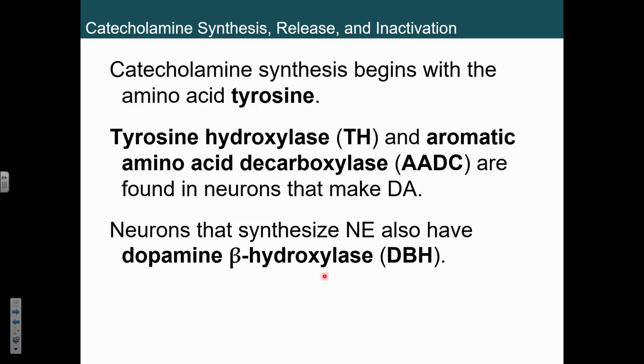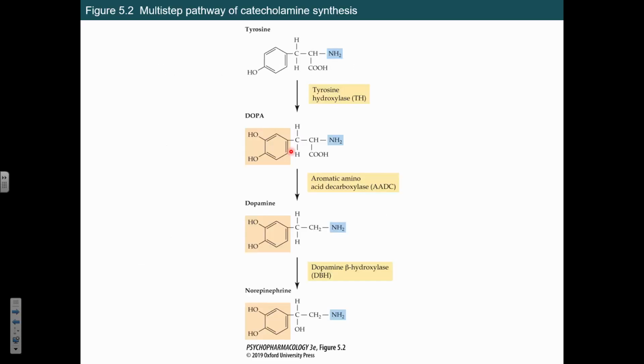Here's another enzyme, dopamine beta hydroxylase, that makes norepinephrine. So that's how you can kind of tell the difference. If it has one or the other, you'll know which way it goes. Anything that ends in ASE, you know that's an enzyme, and that's an enzyme that's going to make changes to the structure.